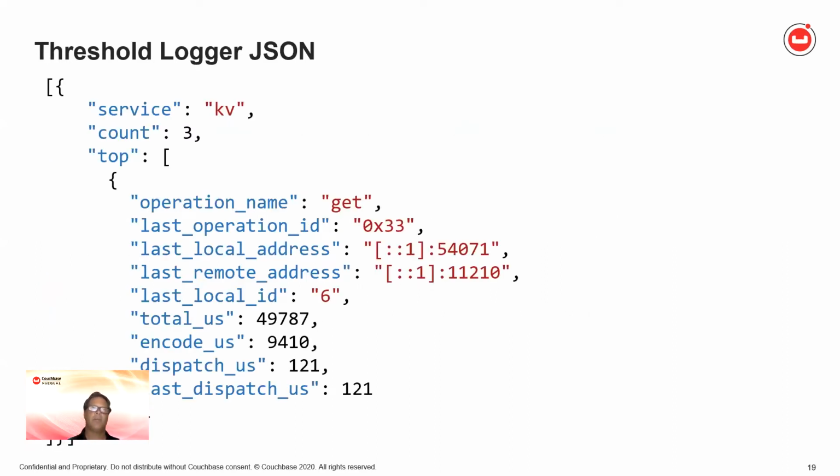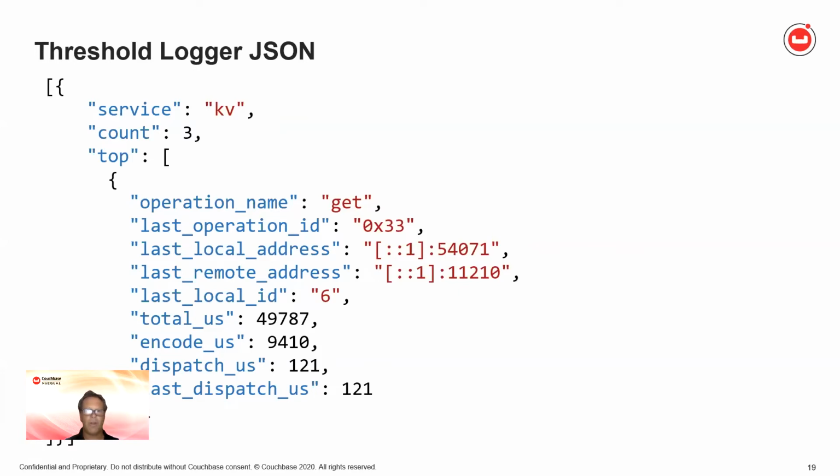So here's an example of a threshold logger JSON message. Importantly, we have the service, which is KV, for key value for the memcache protocol. The total number of messages that we want to log is 3, so we're going to log the three slowest operations. The operation name is get, the last operation ID, OX33.